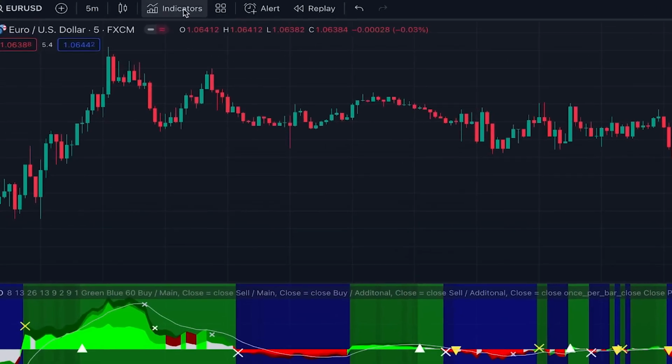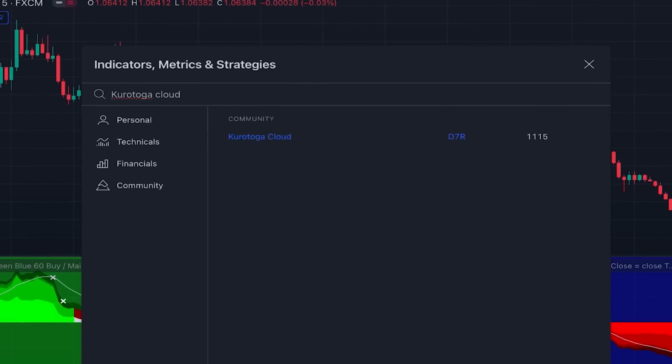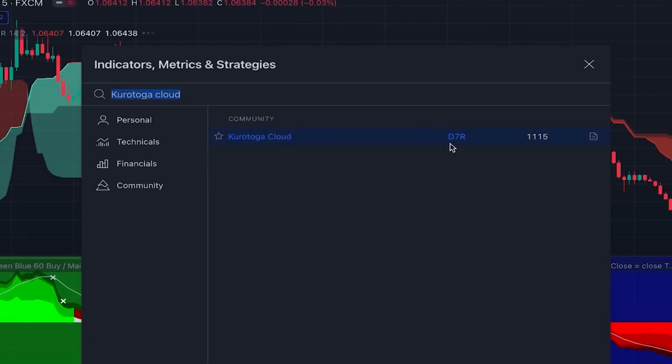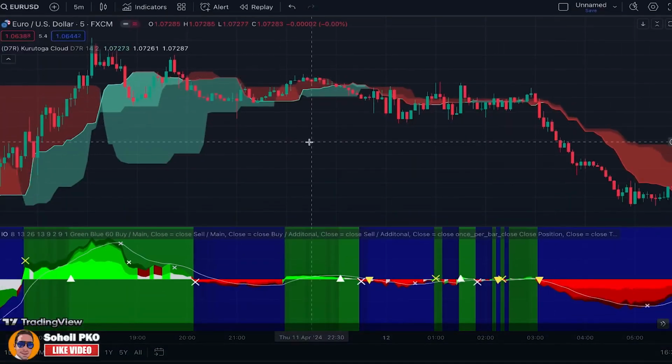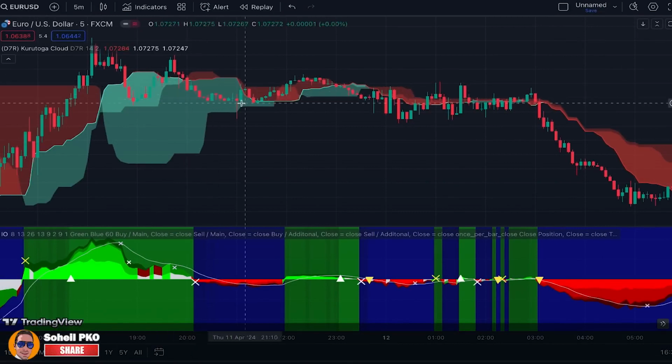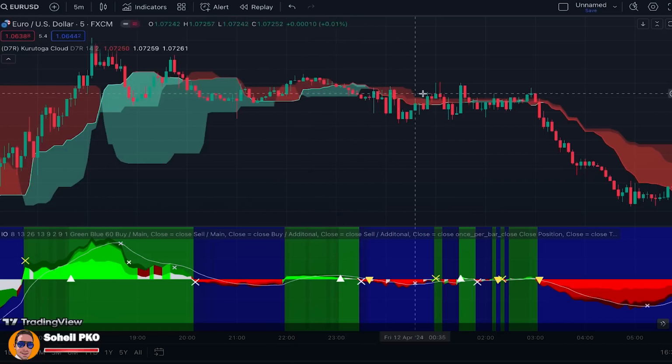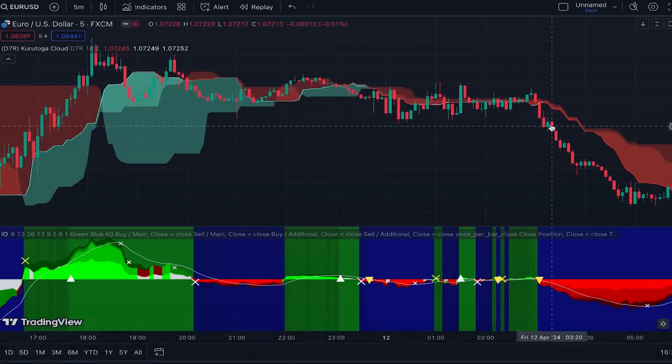One excellent indicator is Ichimoku Cloud. This one, which is written by D7R. This is a very powerful indicator that can help you with identifying trending and non-trending markets. In times that the price is inside the cloud or the cloud is in two colors, the market is not trending. And in times that the price is above or below the cloud and the cloud is in one color, the market is trending.